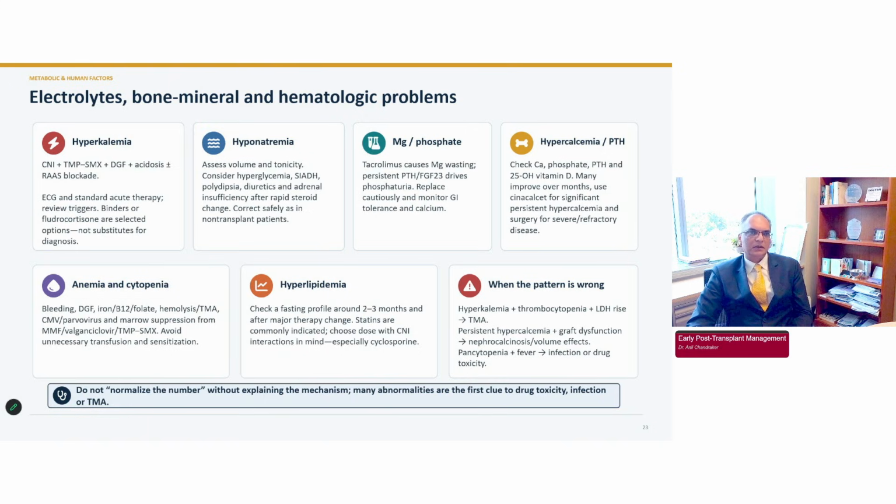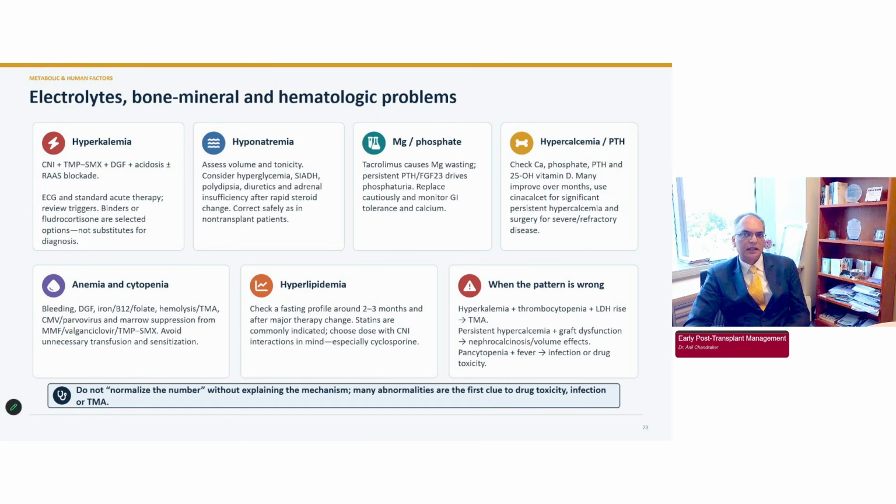Hyperkalemia, treat the cause. Could be CNI, could be Bactrim, can occur with acidosis or introduction of RAS blockade. Hyponatremia, you should assess the volume and tonicity, look for all the potential causes. Low magnesium and phosphate can be related to tacrolimus use, particularly high dose, high levels. Hypercalcemia, always think of the PTH.